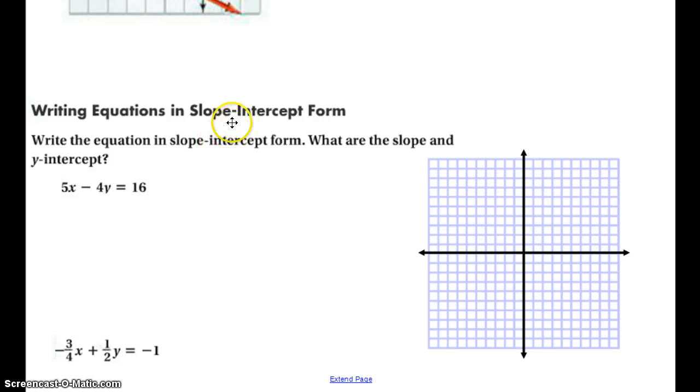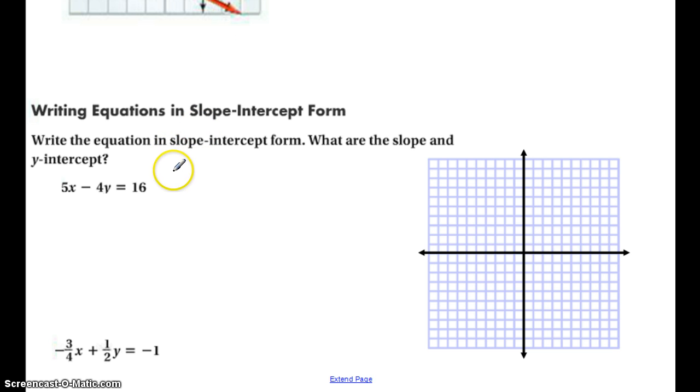Welcome to part 2 of section 2.3, talking about linear equations. Let's talk more about the slope-intercept form. And here we have a form that is not in slope-intercept form. Actually, it's in standard form.